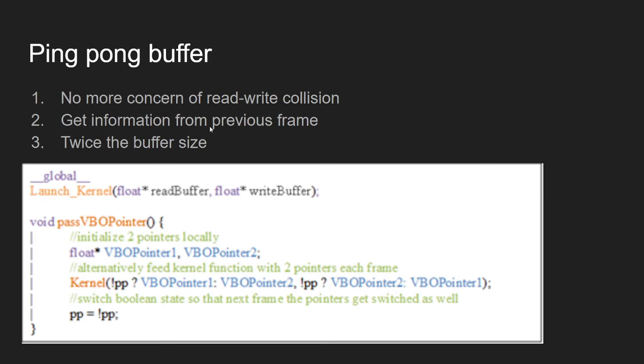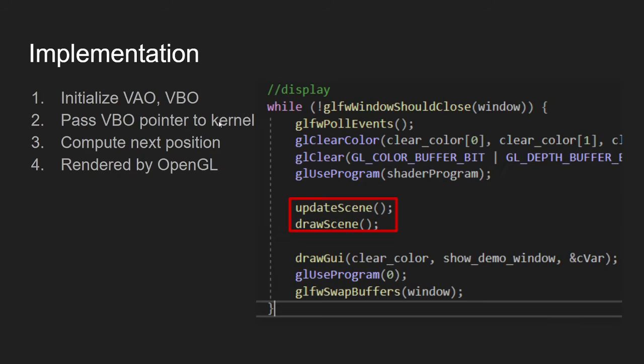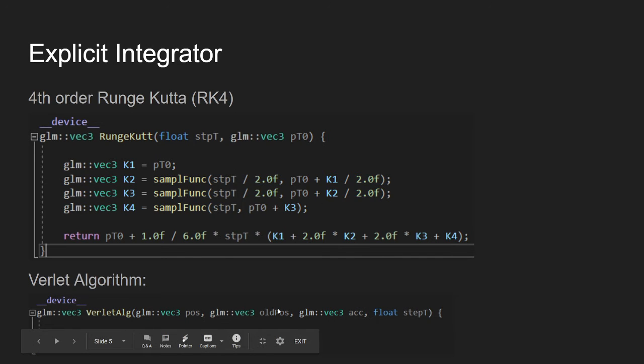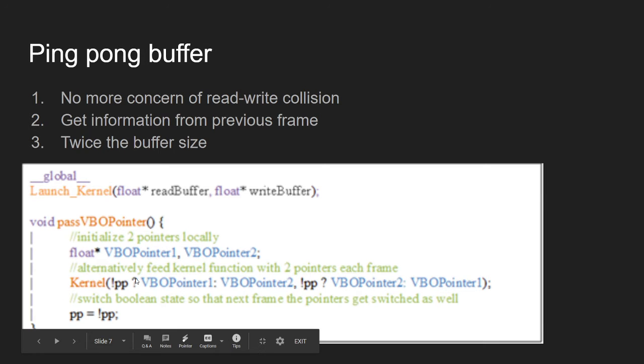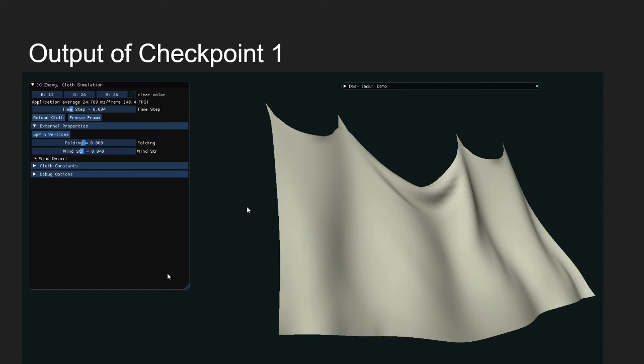Another good thing about this is that the write buffer actually contains the information from the previous frame. This is also how I use the Verlet algorithm, because you can see right here the Verlet is taking the position from the previous frame, and this is something I can get from the write buffer.